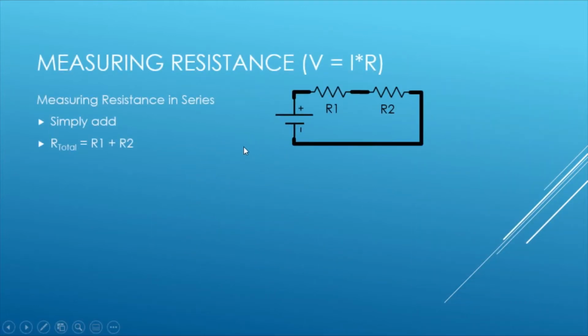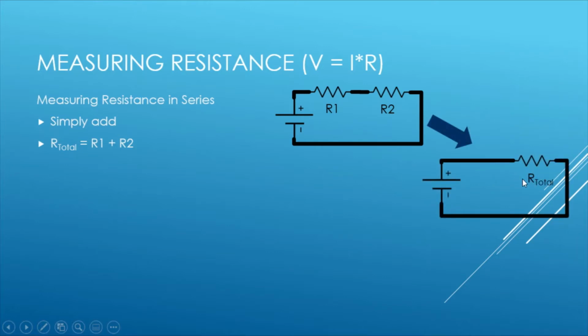Now, measuring resistance. Very important, we come back to Ohm's law. Measuring resistance in series is very, very simple. If we've got these 2 resistors here, all we need to do is add them up. So R1 plus R2 would be exactly the same as if we had this one resistor. It would make no difference. The resistance across these is going to be exactly the same as the resistance across one. That's the summation of these 2.